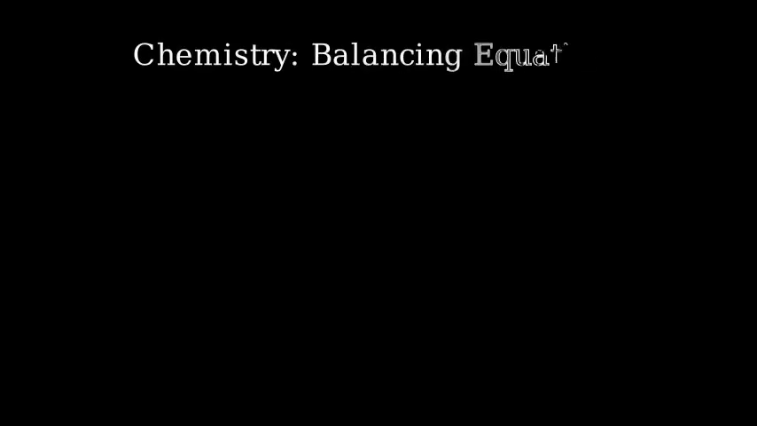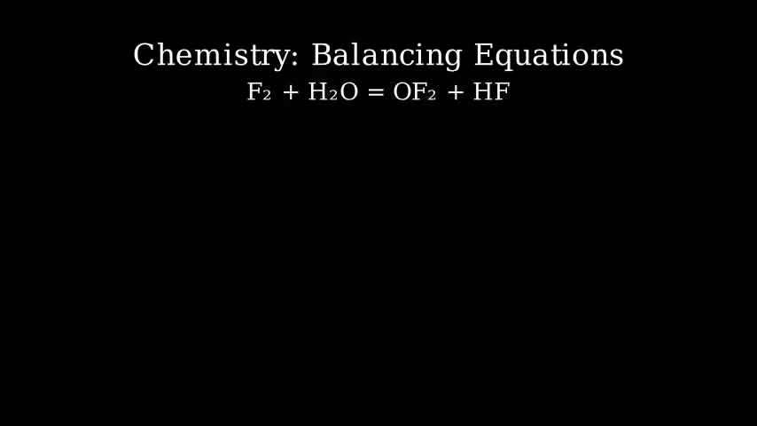Welcome to Math GPT. In this chemistry video, we'll walk through the steps needed to balance a chemical equation. Specifically, we'll look at the equation F2 + H2O = O2 + HF. Let's start with our unbalanced equation and list the elements involved: fluorine, hydrogen, and oxygen.